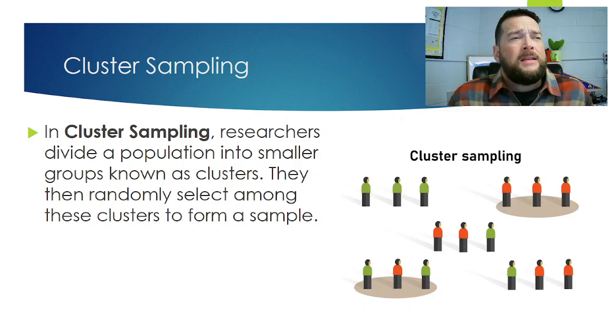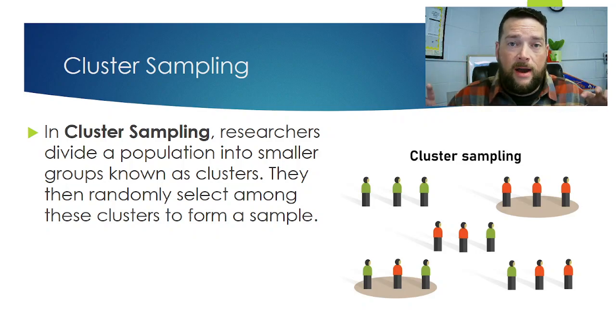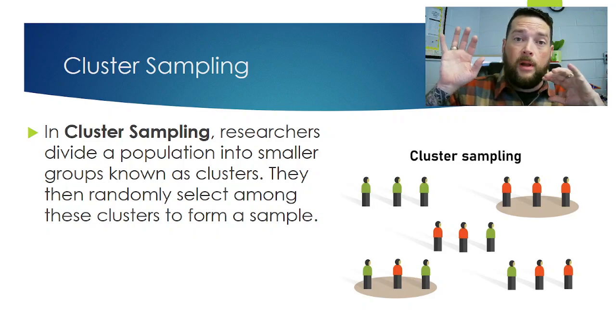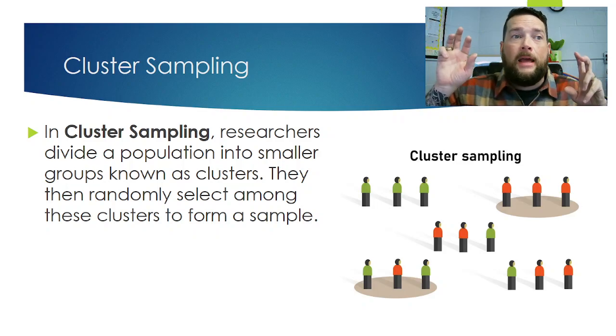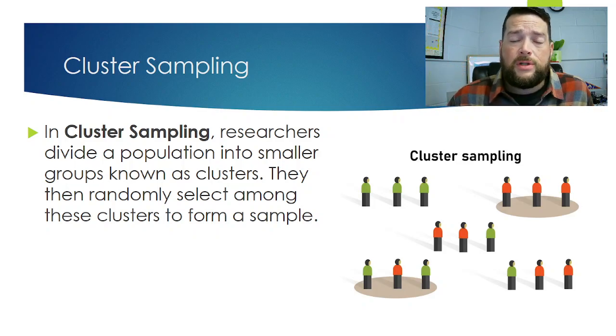This is something that you might do if you wanted to get a general idea of a city and who they're going to vote for in the next election. You might divide it into geographical regions or clusters and then choose a couple of them, find some kind of random way to sample those individuals in those clusters, and then use that research.